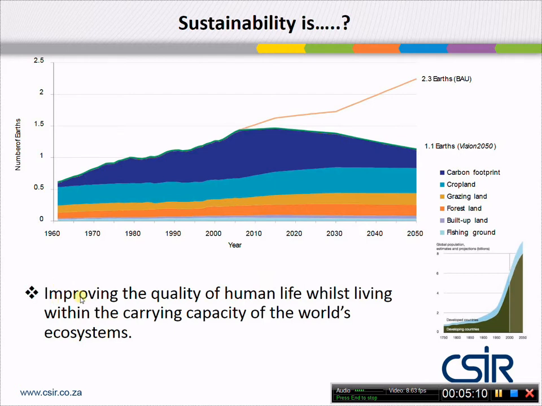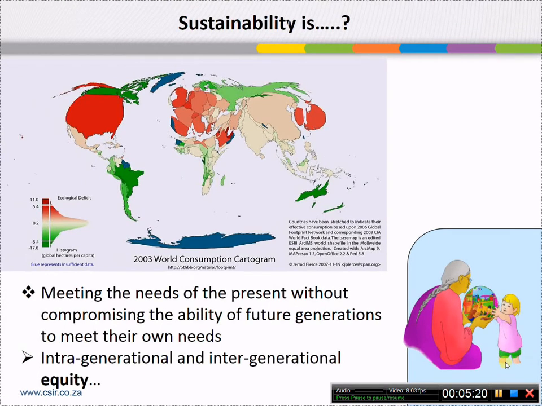So what is sustainability? Sustainability is improving the quality of life while living within the carrying capacity of the world's ecosystems. In addition to living within the ecological limits, sustainability is also about how these ecological products and services are shared. In other words, how the world's natural resources and wealth are shared between different individuals.